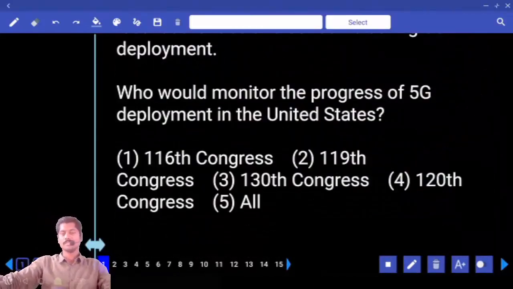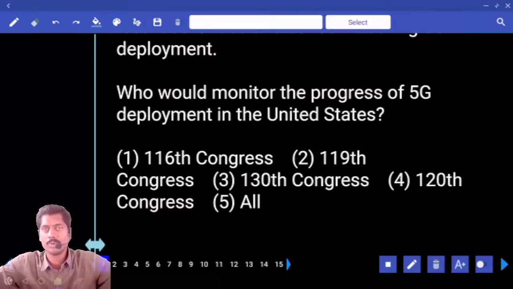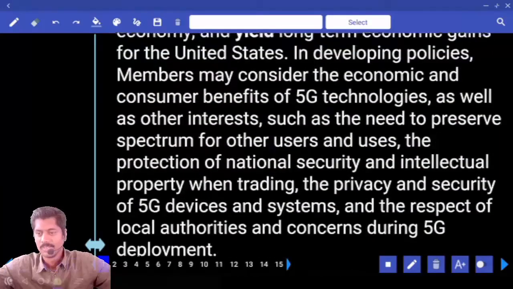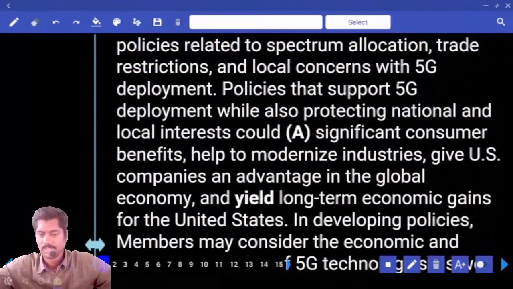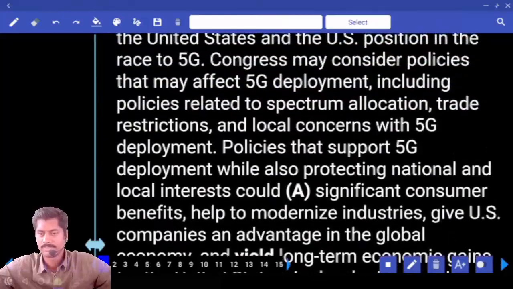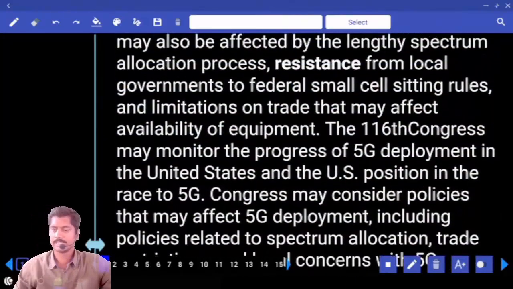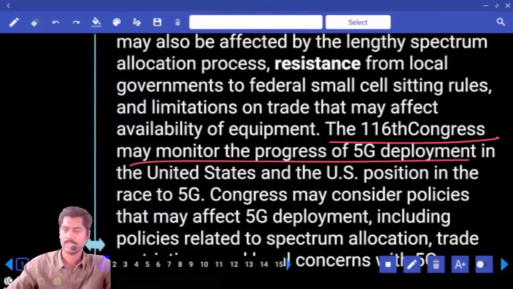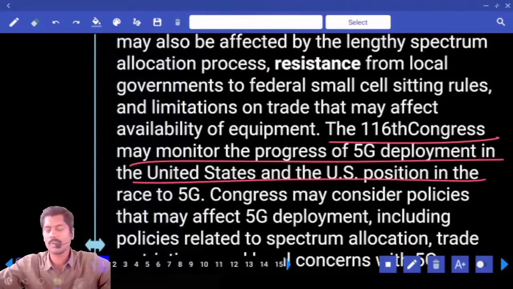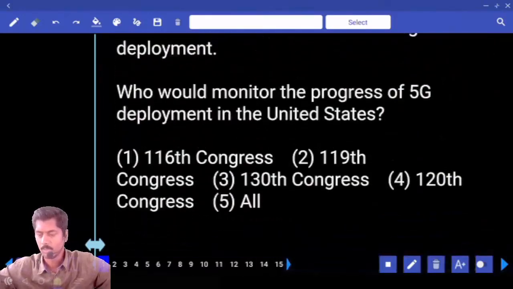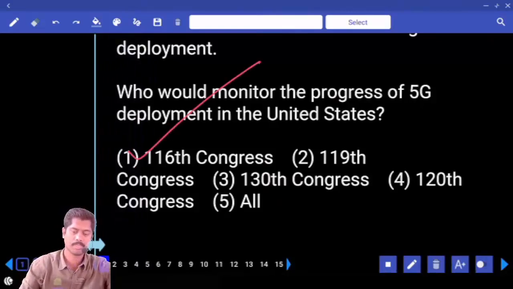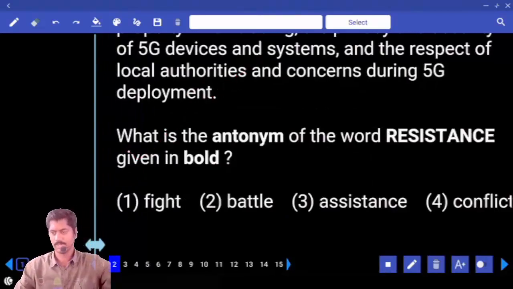Question number 1. Who would monitor the progress of 5G deployment in the United States? 116, 119, 130, 120th. Where is that? Oh, the 116th Congress may monitor the progress of 5G deployment. Deployment means implementation. 116, first option.